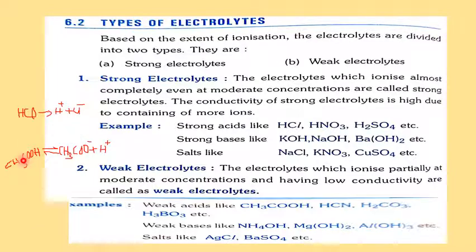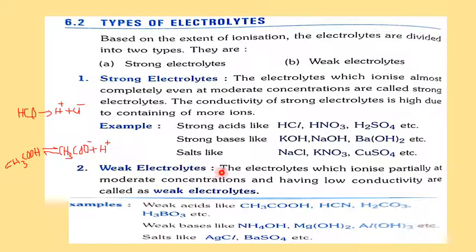Okay, this weak electrolyte does not ionize completely, only ionizes partially. We take 100 molecules, only 10 molecules dissociate into acetate ion and H plus. That means this weak electrolyte contains less number of ions. That's why weak electrolyte's conductivity is low. This is about the weak electrolytes.